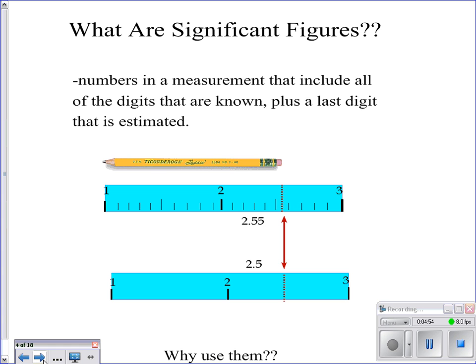Then we get to something known as significant figures. And I will tell you right up front, nobody goes home and says, yeah, I get to study significant figures, this is awesome. Nobody loves significant figures, but it's important for us to learn. So I think there's a place for you to write this down. Significant figures are the numbers in a measurement that include all of the digits that are known plus an estimated digit, or the last digit that is estimated.